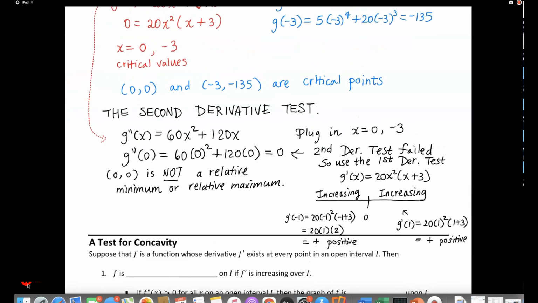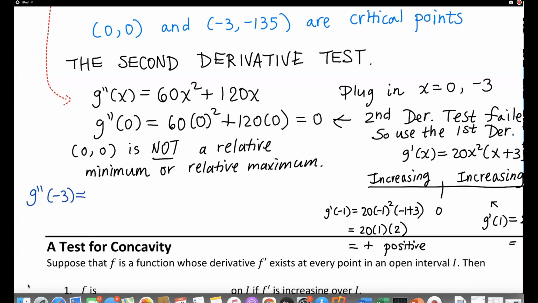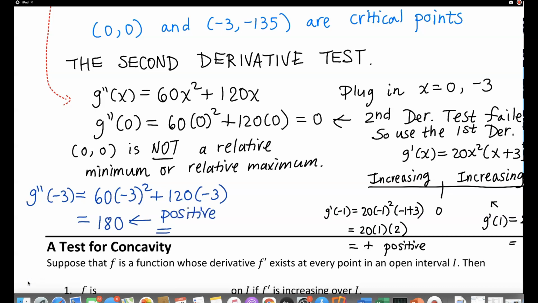The second critical value was -3. So let me now plug in -3 into the second derivative. What is g double prime of -3? Well, that is going to be 60 times -3 squared plus 120 times -3. I'm going to type this into my calculator, and it comes out to be 180. Well, yay, this is a positive number.